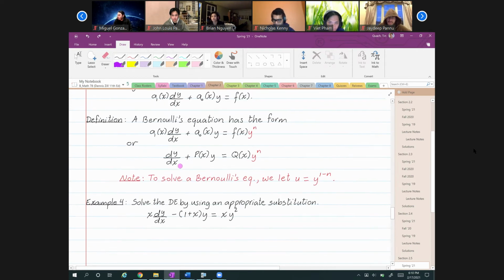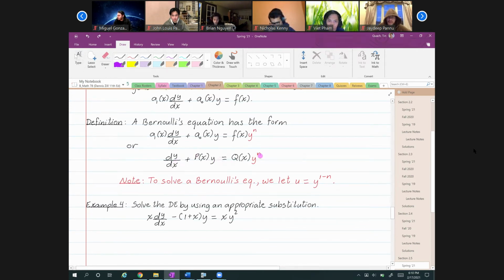In standard form, on the right side you have the dependent variable y raised to a power multiplied by that. Then we call that a Bernoulli's equation. So when you have a Bernoulli equation, this is the substitution that you want to make to solve that equation. When you see y raised to a power on the right side, you let u be y raised to 1 minus whatever that power is. So let's do example 4 so you can see what I'm talking about.